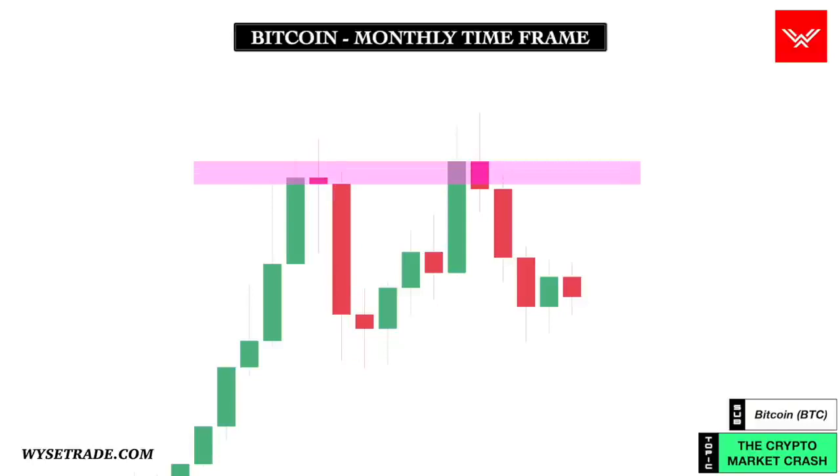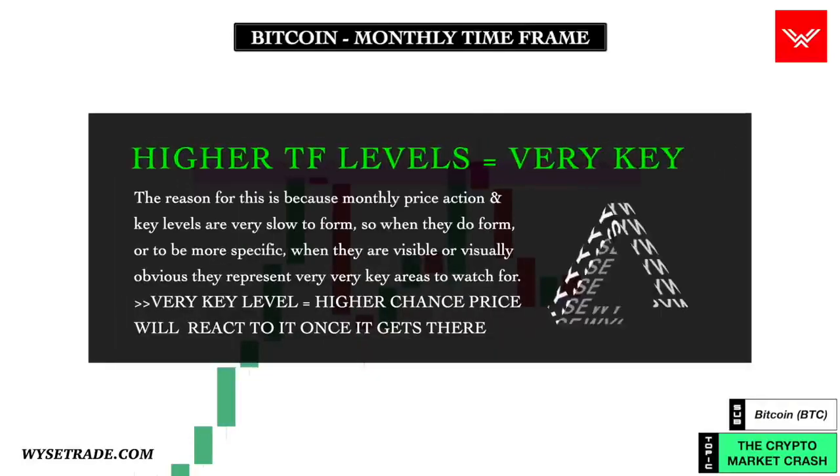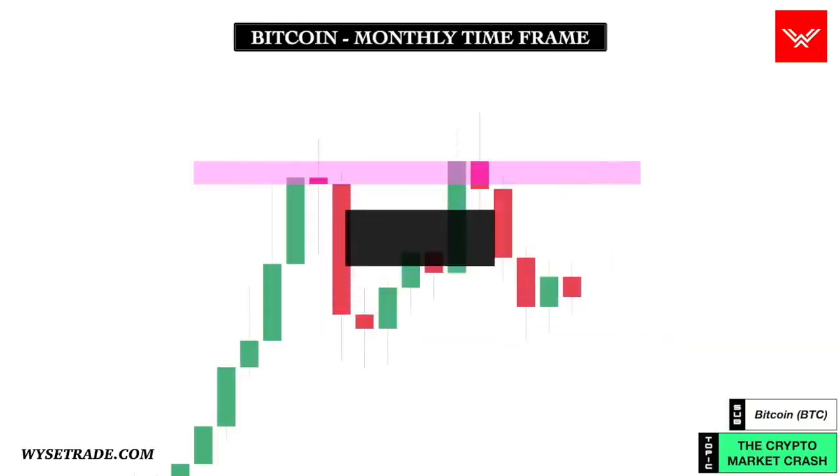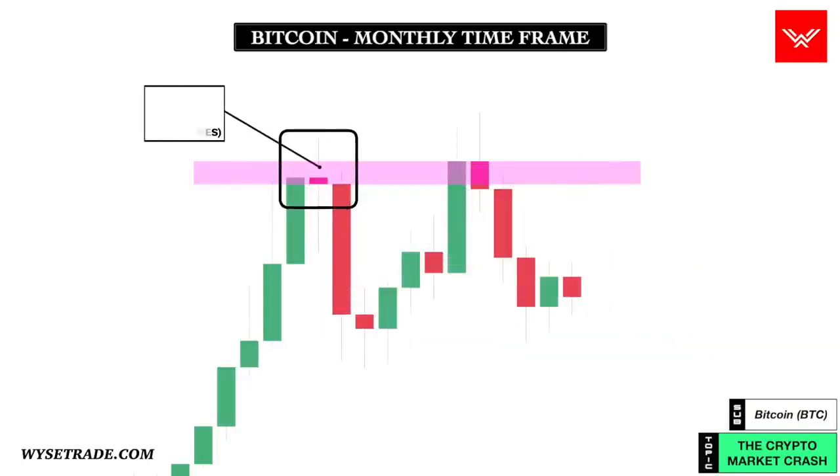From our past videos, you should know that things you find on the higher time frames hold more weight, especially when found on the monthly time frame. The reason for this is because monthly price action and monthly key levels are very slow to form. So when they do form, or to be more specific, when they are visible and visually obvious on the monthly time frame, they represent very, very key levels to watch for. This area was also an all-time high area, which again shows how key this level and area is.